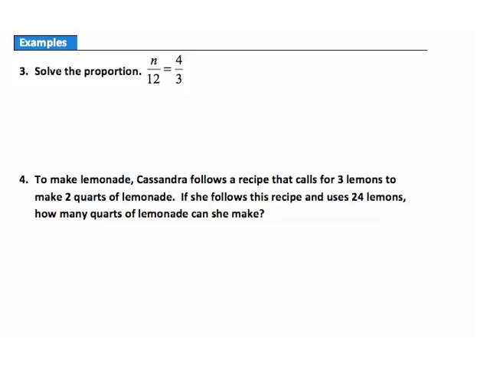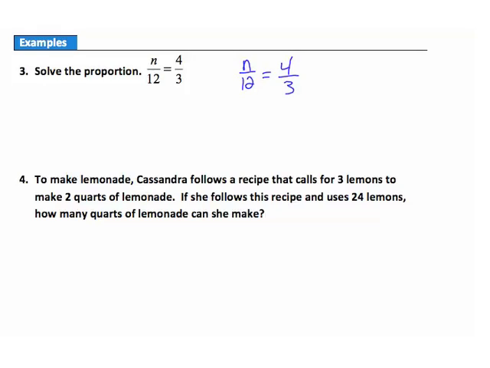Now let's take a look at some examples that will help you understand how to use a proportion to solve for an unknown value. Example 3. Solve the proportion. Well, we have this proportion n over 12 equals 4 over 3. And what we're going to try to do when we solve this proportion is determine that unknown value n.